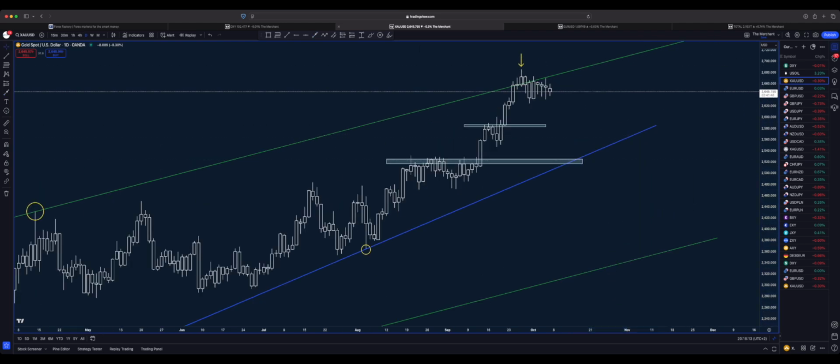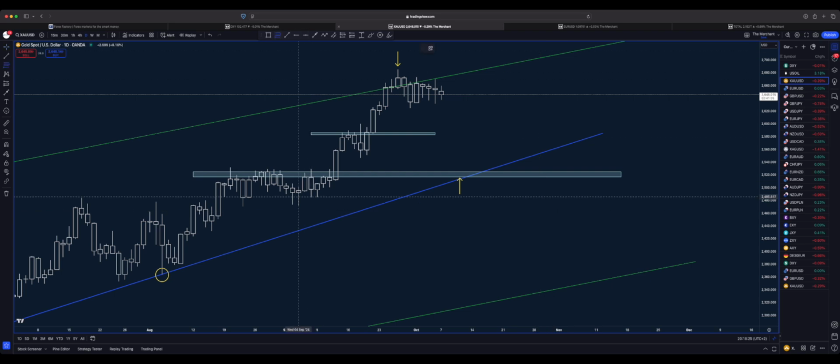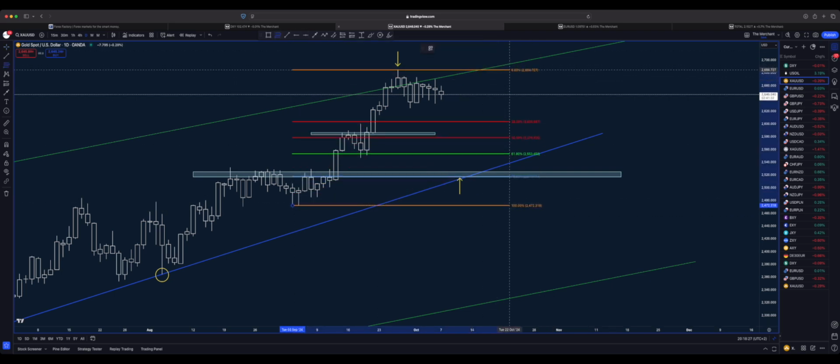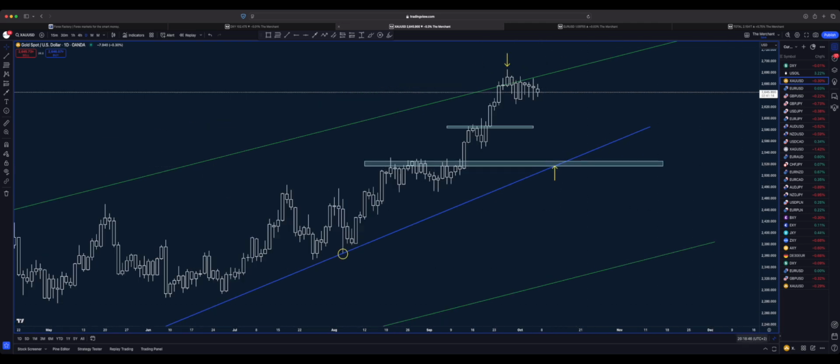So for me, this area here is very, very important and very strong because of all the influences I just mentioned. Even if we just use Fibo, you can see that the 78.6% of Fibo aligns perfectly with this. And we know that gold, GBPJPY in general likes the 78.6% of Fibo. So for me, this is a very strong and nice area.